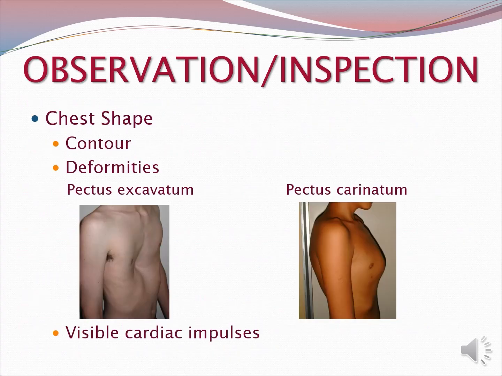So with observation or inspection, the first thing you want to do is determine what is the contour of the chest. Is it barrel-shaped? More important is to watch the patient breathe. Is there supraclavicular or intercostal retraction, which could indicate a blocked airway?